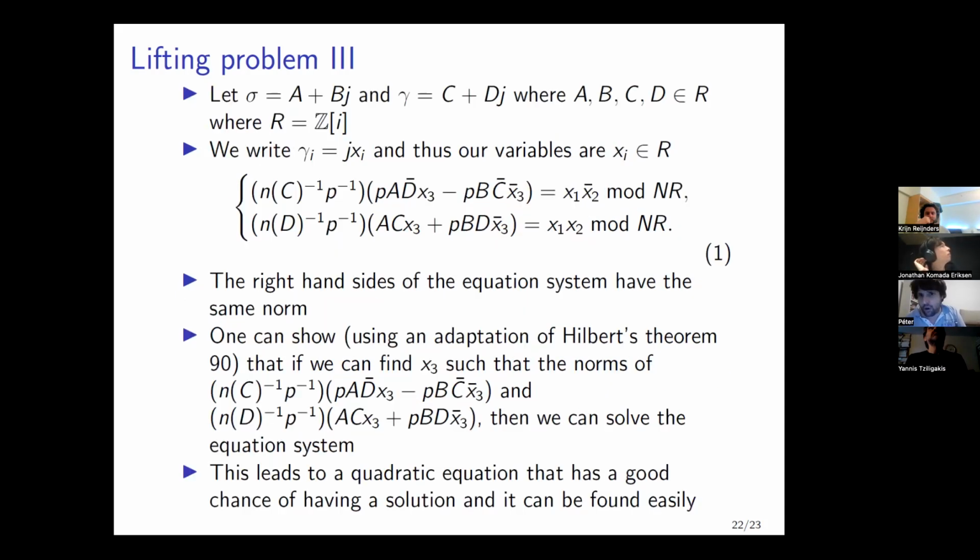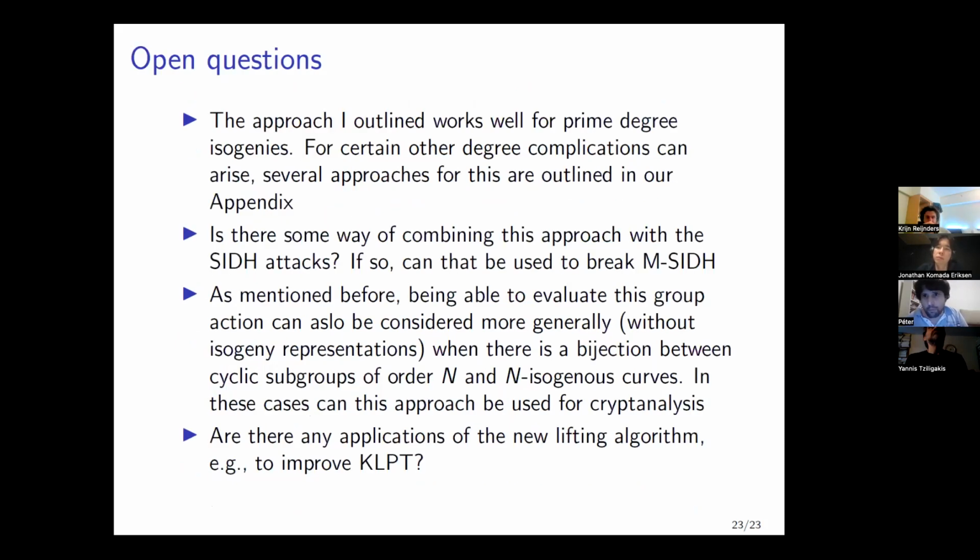What is a little bit annoying with this approach is that, weirdly, it fails exactly when it's already obvious. It fails when n has a lot of prime factors, because then a quadratic form is much less likely to have a solution, because it has to have a solution modulo every prime factor of n. So it's exponentially unlikely that it has a solution. We have some approaches to handle this in the appendix.